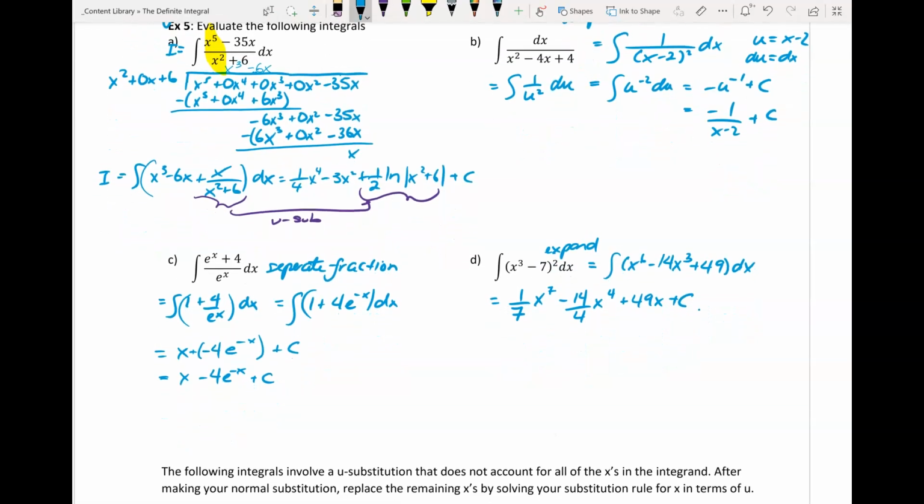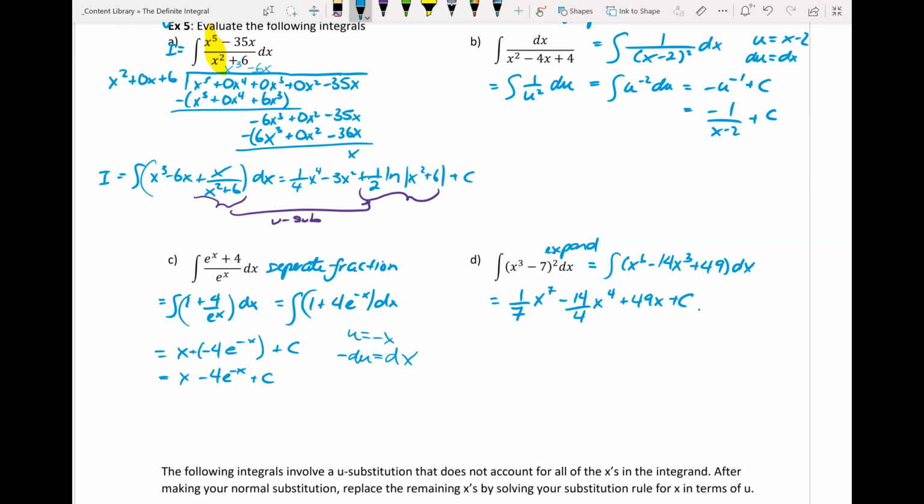For c, you're going to separate the fraction. So you're going to have e to the x over e to the x for the first term, which is 1, and then 4 over e to the x, and then integrate it from there. You could also use u-sub if you wanted to, and say u is equal to negative x, and then du is equal to dx, or negative dx if that's what you wanted to do. But you don't have to. You could have done that integration without using u-sub.